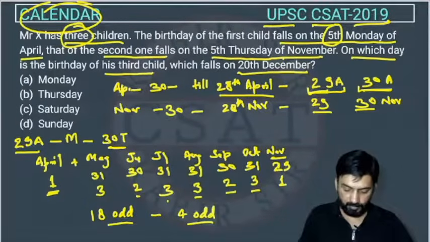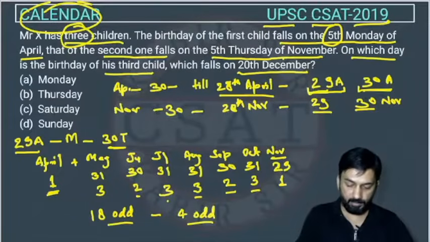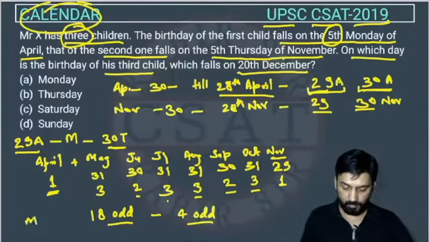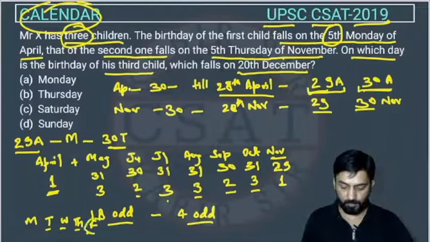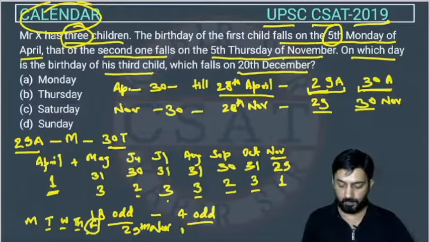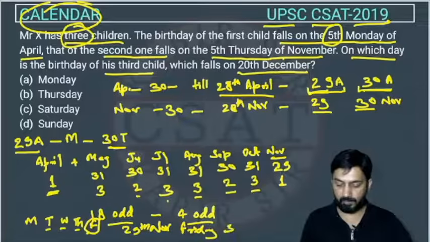We started from Monday, right? So Monday, and we got 4 odd days. So after Monday, 4 odd days will be Tuesday, Wednesday, Thursday, and Friday, right? First, second, third, fourth. So on 29th November, there will be Friday, right? And 30th will be Saturday.